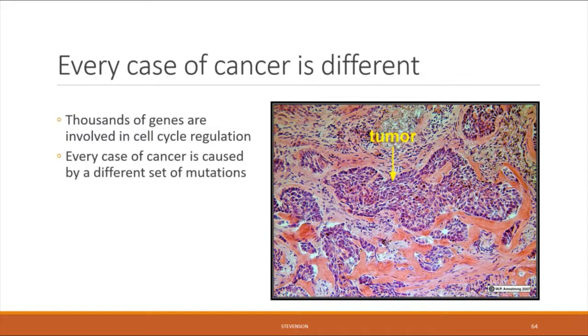For example, 50% of tumors where the genetics of the tumor has been analyzed exhibit mutations in the p53 protein, which shows just how essential that particular protein is to stopping out of control cell growth and cancer.